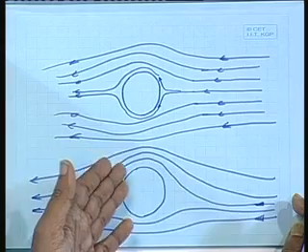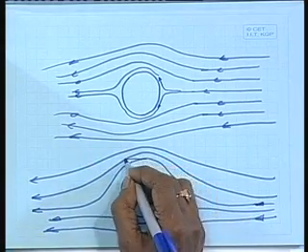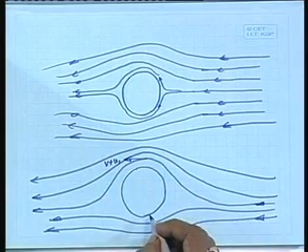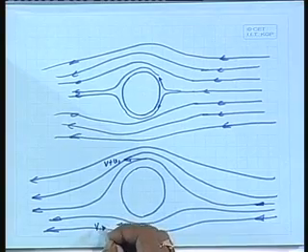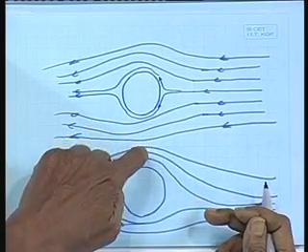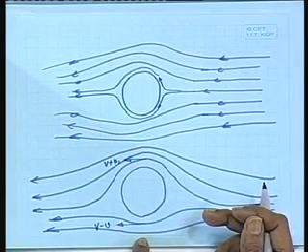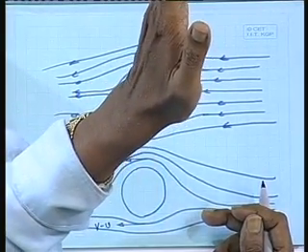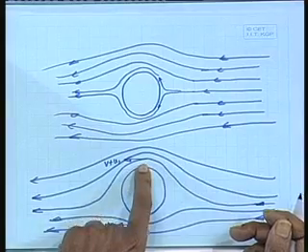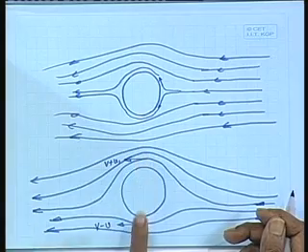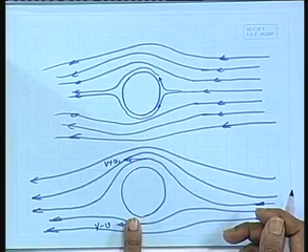So, what will happen? Here the velocity will be higher, v plus v1, and here it will be lower, v minus some amount v. So, following Bernoulli's equation, you will have low pressure here and high pressure here. Therefore, there is a pressure difference and a vertical force will emerge. Is that clear? So, if I impose a vortex, then where in the free stream flow there was no force, now there will be a force imposed on the cylinder.